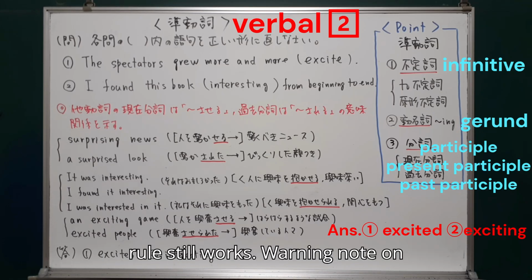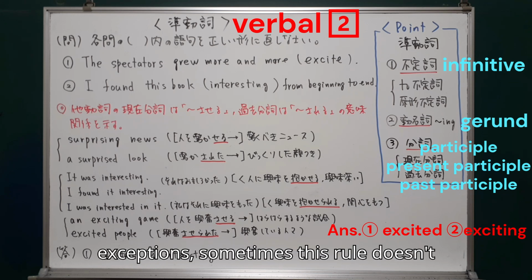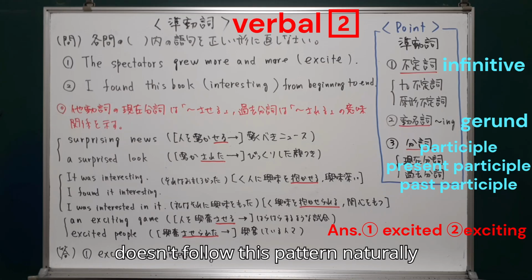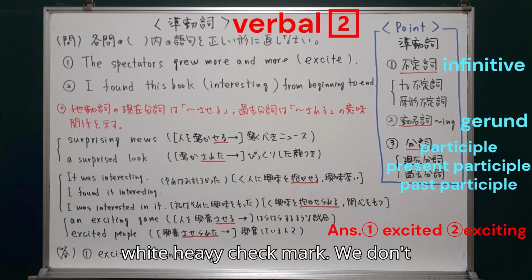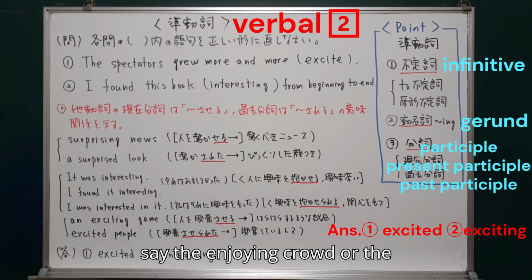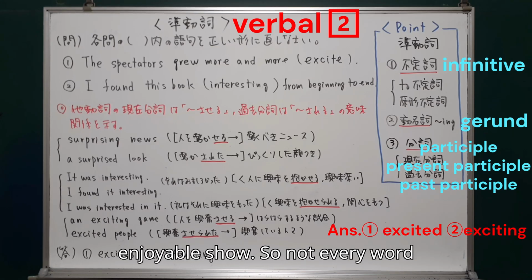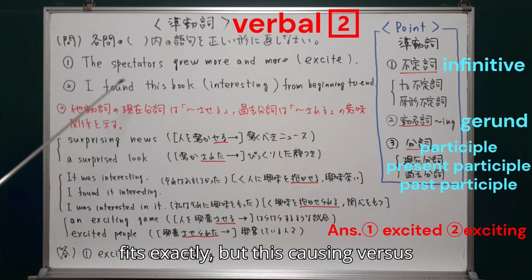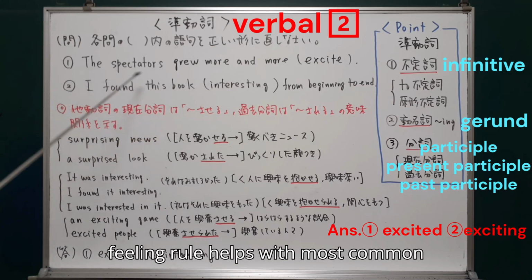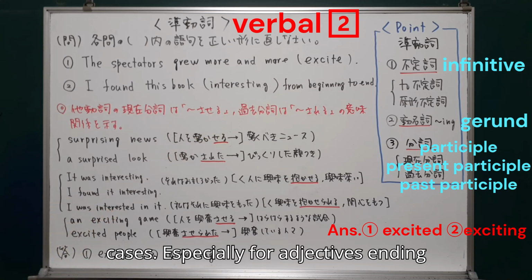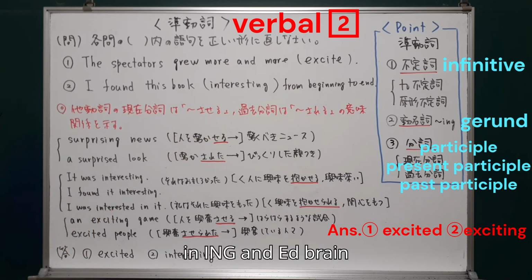Note on exceptions. Sometimes this rule doesn't apply perfectly. For example, enjoy doesn't follow this pattern naturally. We don't say the enjoying crowd or the enjoyed show. Instead, we say the enjoyable show. So not every word fits exactly. But this causing versus feeling rule helps with most common cases, especially for adjectives ending in ing and ed.